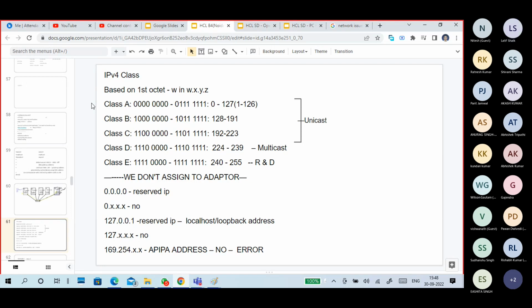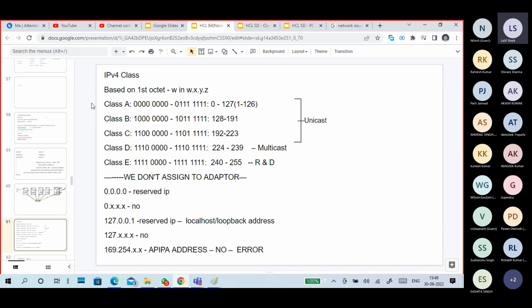127.0.0.1 is also a reserved IP address for localhost, the loopback address for self-testing. The 127 series is not available. That's why we are no longer using the 0 series and the 127 series. So obviously 1 to 126 is shown, but the original range is 0 to 127.